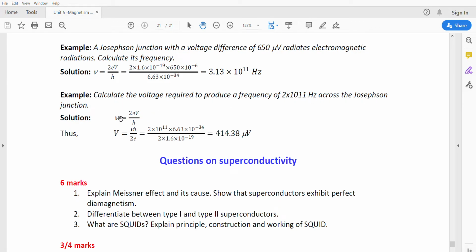Next, calculate the voltage required to produce a frequency of this much across the Josephson junction. We need to calculate the voltage V. Write the same formula with V as the subject and substitute all the values. Frequency is given, Planck's constant is a known value, and 2 into the electron charge is 1.6 into 10 power minus 19. Substitute here and we will get the minimum voltage required to get this frequency of the Cooper pairs.